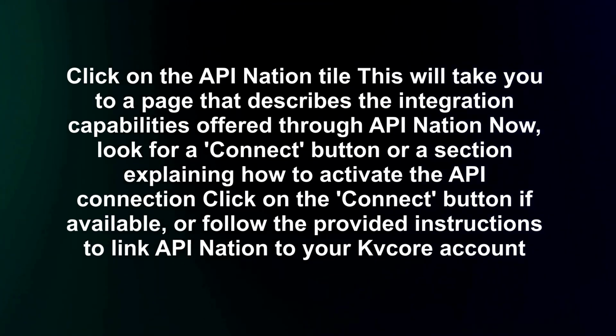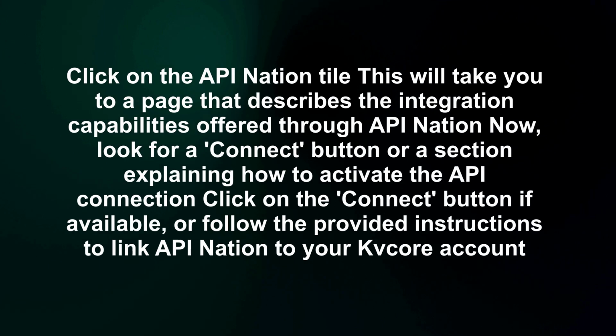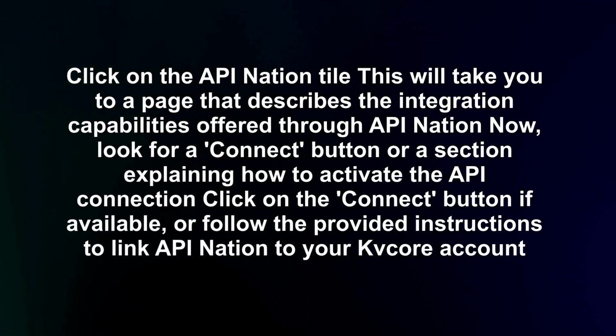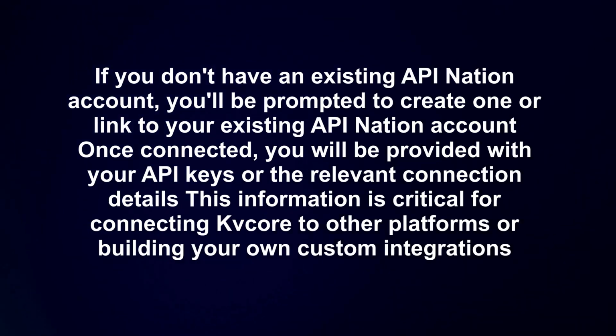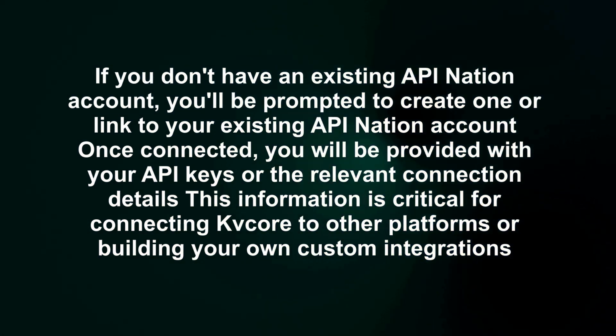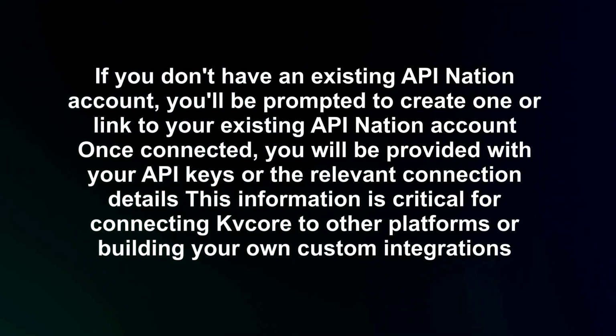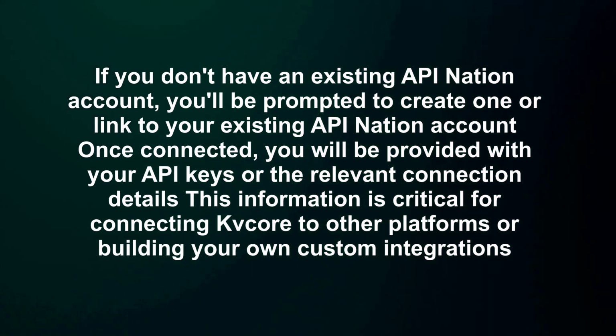Now, look for a Connect button or a section explaining how to activate the API connection. Click on the Connect button if available, or follow the provided instructions to link API Nation to your Kvcore account. If you don't have an existing API Nation account, you'll be prompted to create one or link to your existing API Nation account. Once connected, you will be provided with your API keys or the relevant connection details.